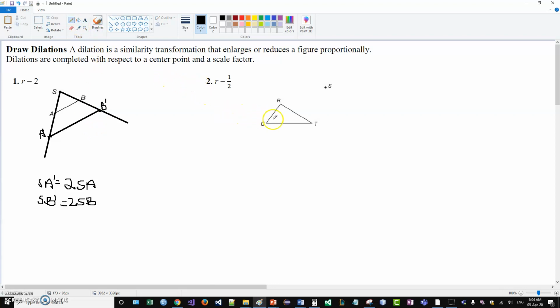Okay, now let's look at this example. The dilating factor is 1/2, which means that the new image will be smaller than the existing image. We're going to shrink the existing image. So let's draw rays from point S to each vertex of the triangle.